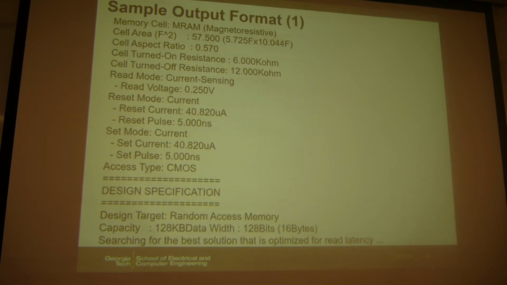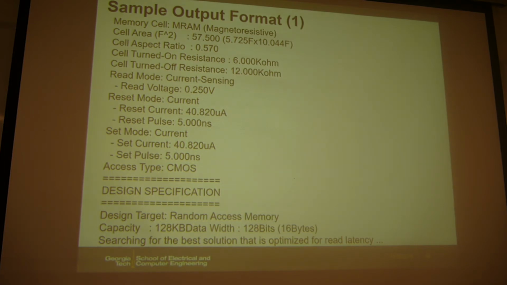Basically the input to the tool will be those two files. One is the configuration file to define the high-level organization and the peripheral circuit choices. And then the cell file is going to define the memory cell characteristics. You use those two as input, run the simulation, and then you get the output.